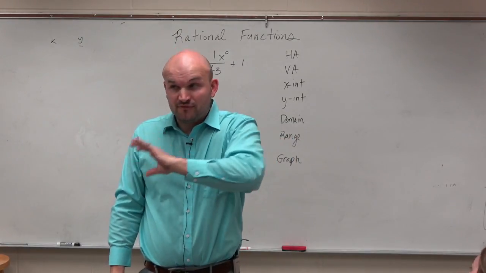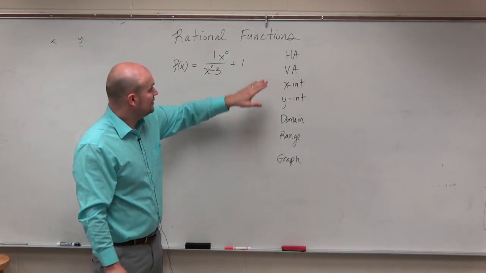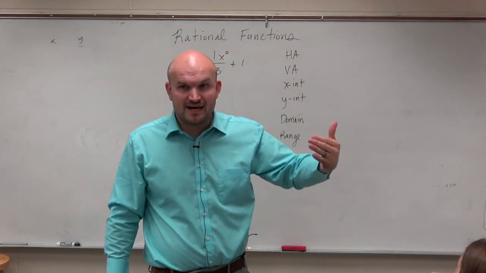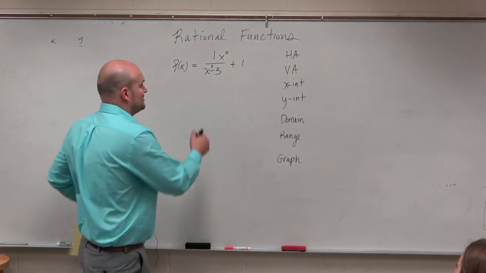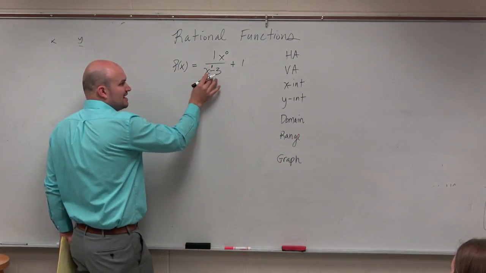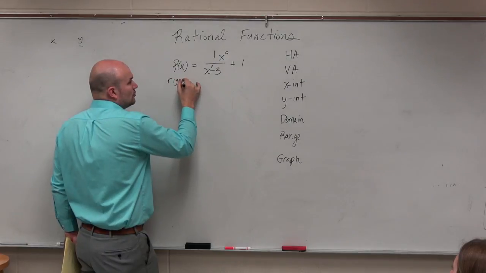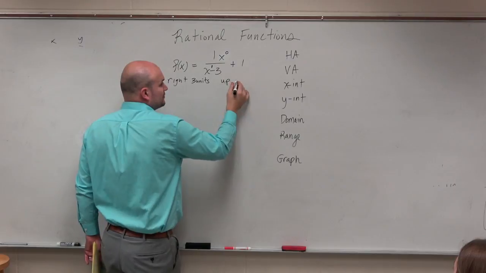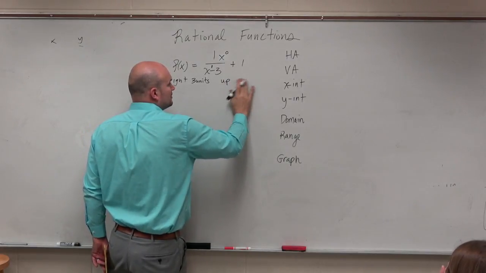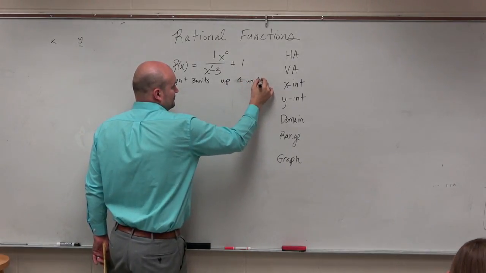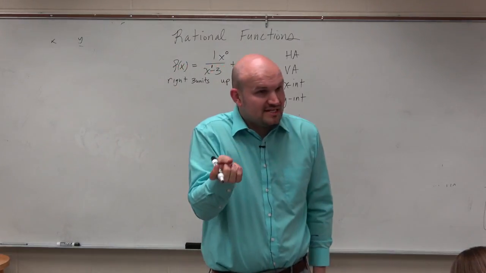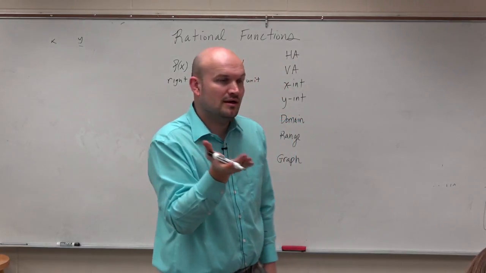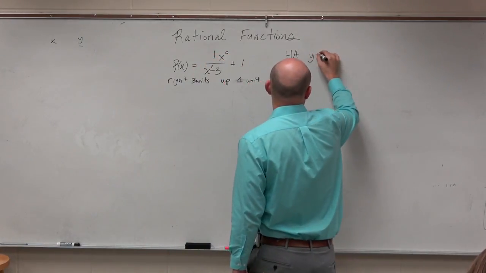However, before I actually even get to that, I notice I have some transformations, right? Usually when I see transformations, I want to write them down. So we can say x minus 3, that's shifting the graph right 3 units. And this plus 1 means it's going to shift the graph up 1 unit. You guys agree with that, right? Yes. So if my horizontal asymptote occurs at 0, but the graph is being shifted up 1, therefore my horizontal asymptote is now at 1. So I can say y equals 1.